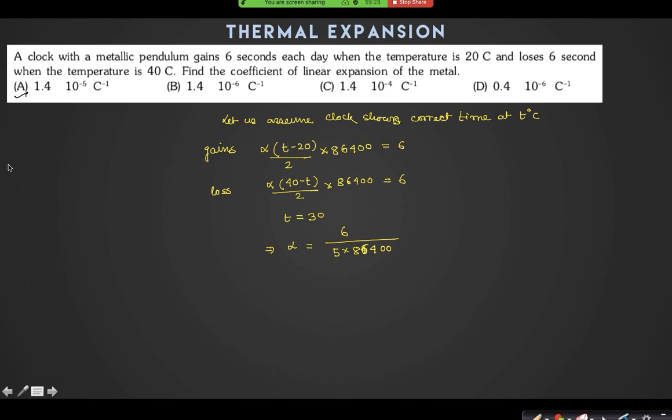Will that always be correct? I roughly did that division by 86400 as 10 to the power 5, because only the options are varying in powers. That is why I could do it. Otherwise, if the numerical value is also different, I would have to do more calculation.